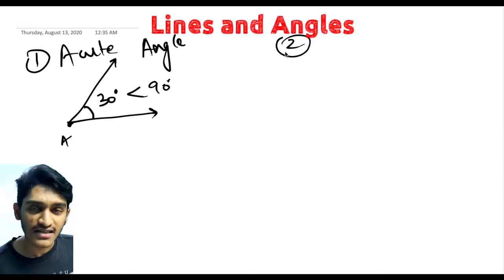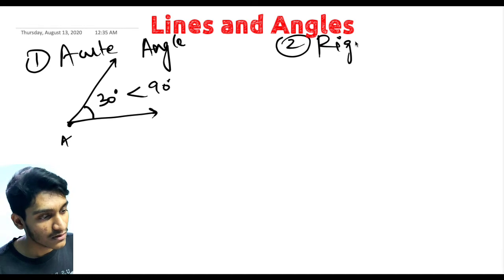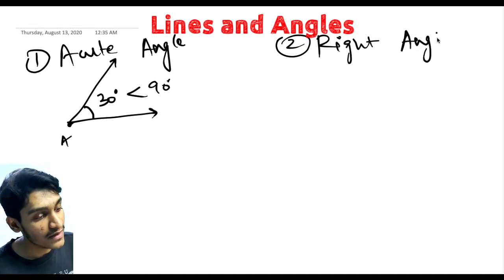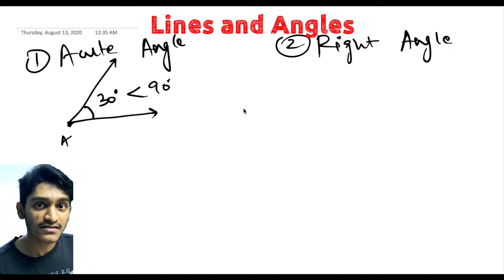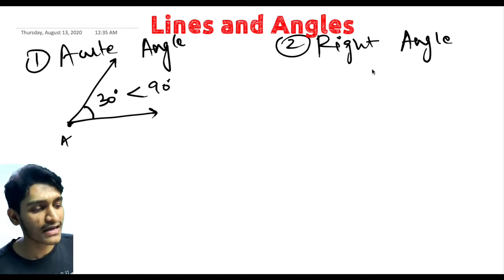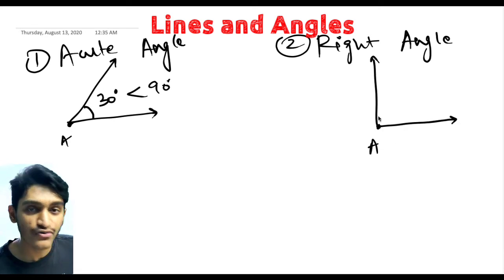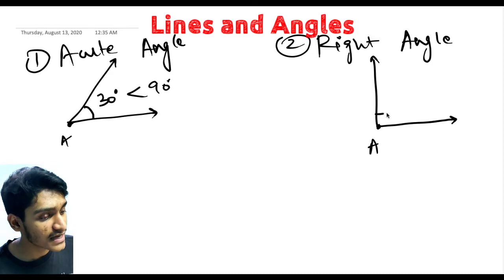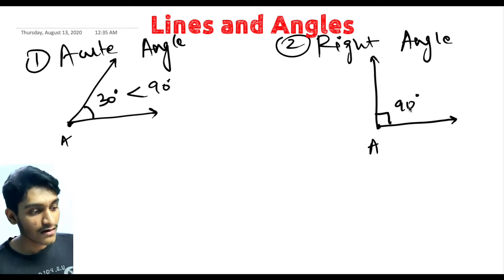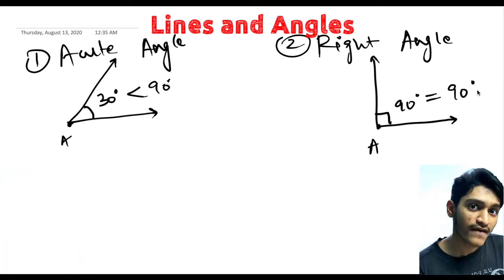Now, what is the next type? You guessed it. The next type is called the right angle. What is a right angle? Right angles are the angles which, when measured, come out to be exactly 90 degrees. Let me give you an example. This is one ray, this is my vertex over here, this is my other ray. Now I measure my angle using a protractor and I can see that this angle is exactly 90 degrees, so I can call this type of angle a right angle.